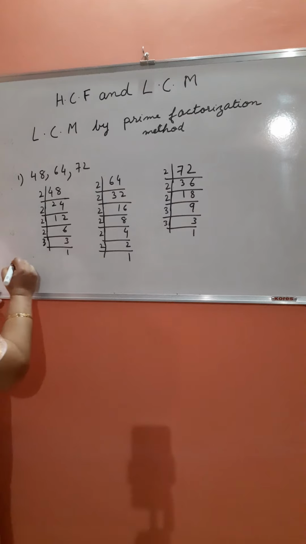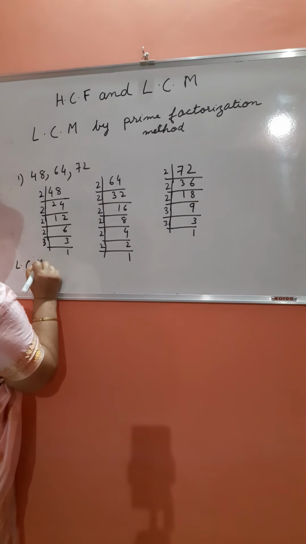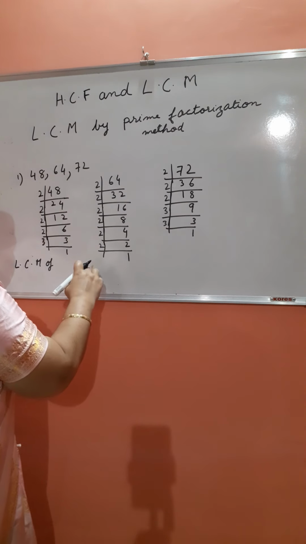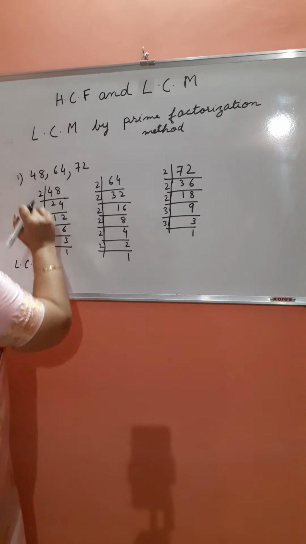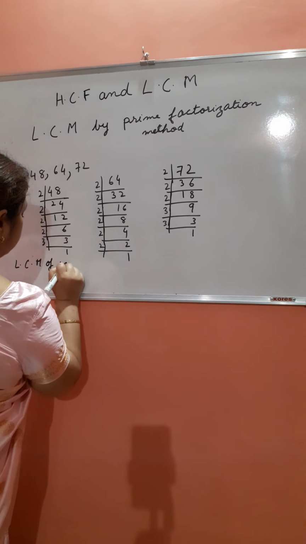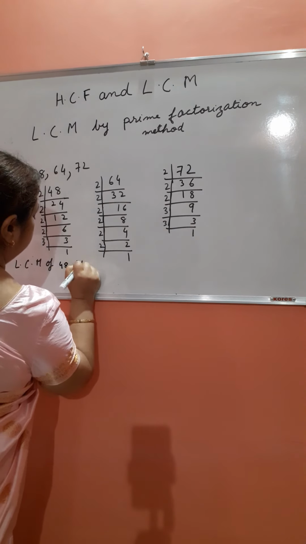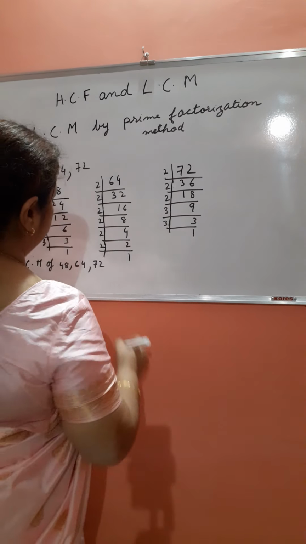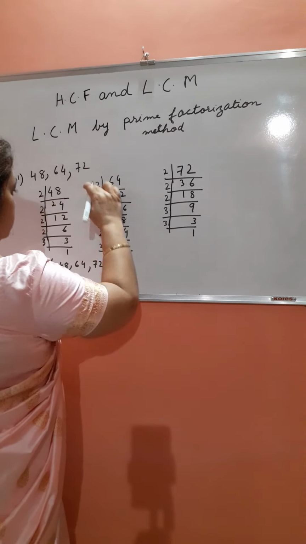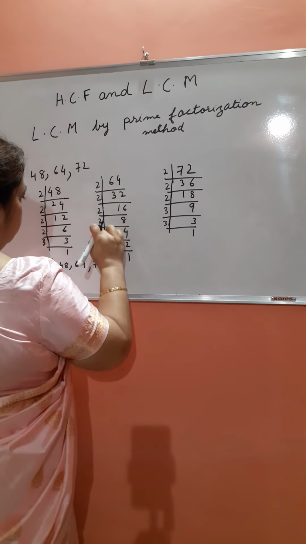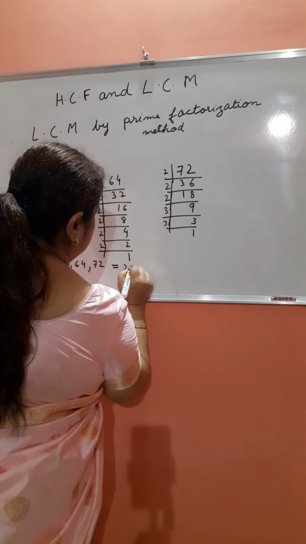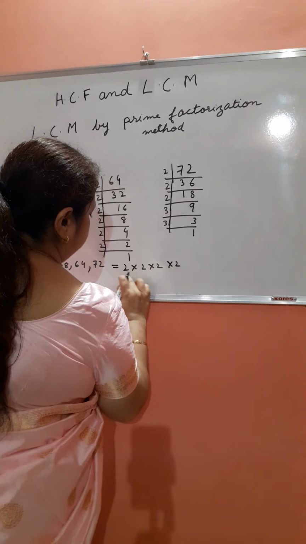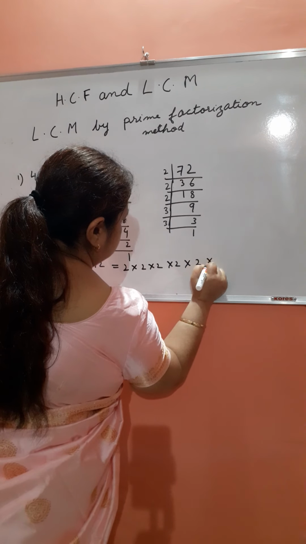Now LCM of 48, 64 and 72. The factor 2 occurs here the maximum number of times, so here you take it 6 times. 1 2 3 4 5 6 times.